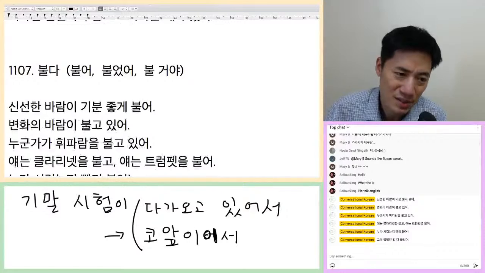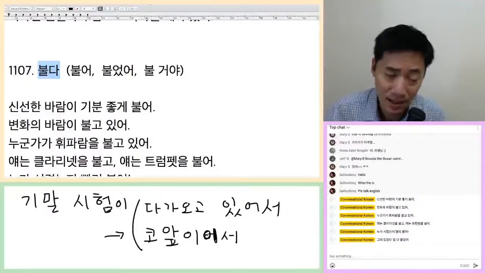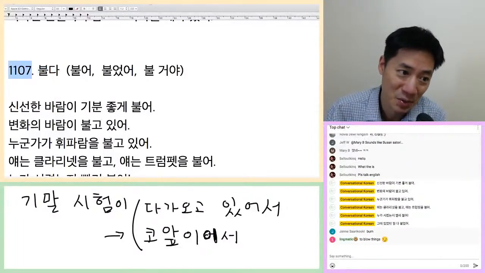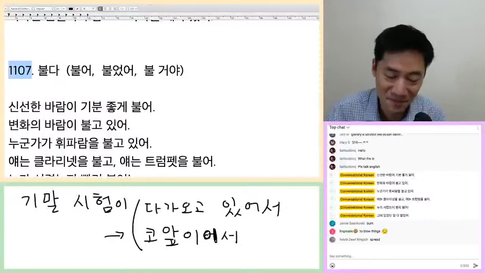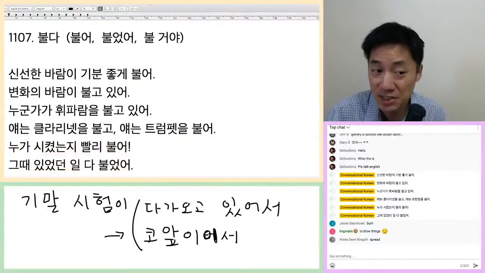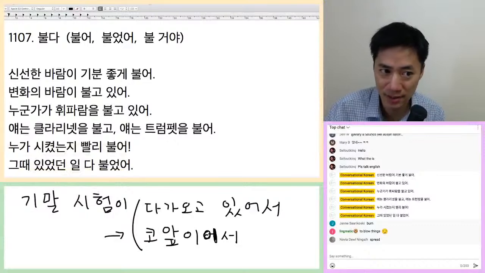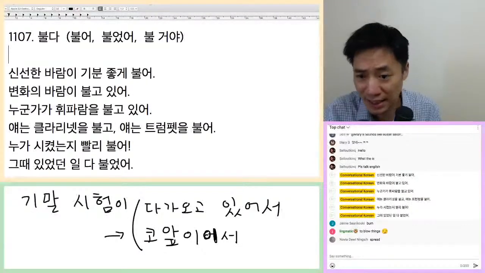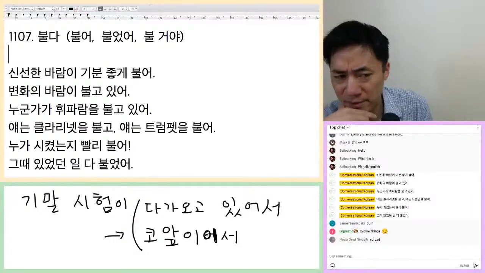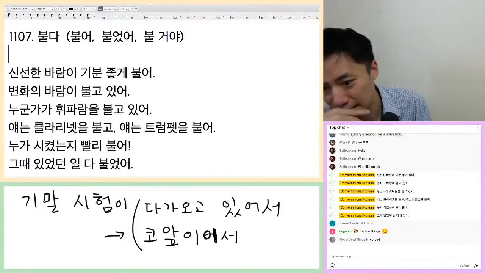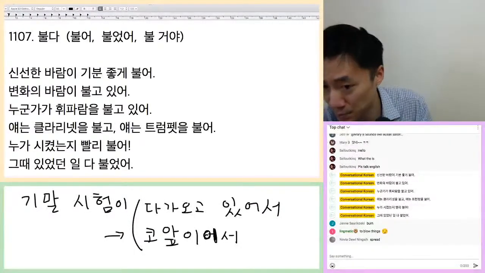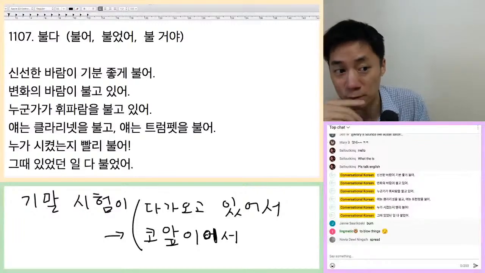I was kind of surprised. 불다. We use 불다 a lot, but it ranked like 1107th somehow. Maybe in spoken language, 불다 is more often used, probably. Anyway, 불다. What does it mean? Burn is 타다. To blow. That's to blow things, or when wind is blowing, you can also say 불다.